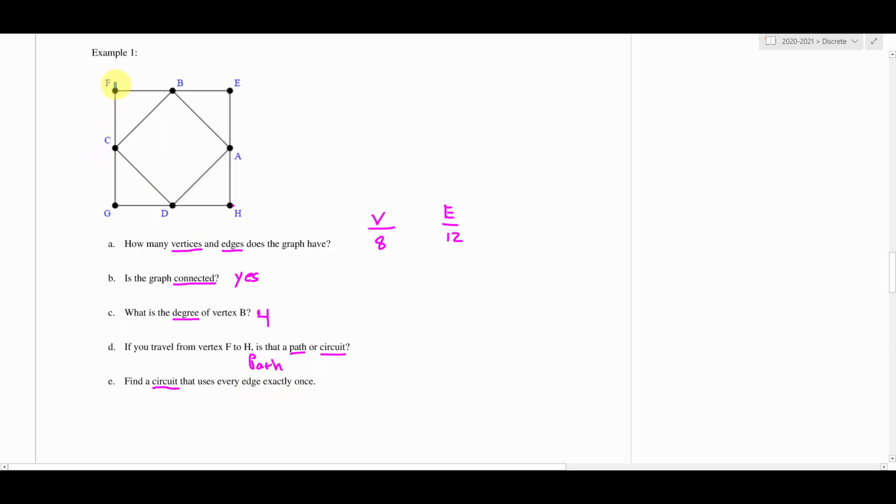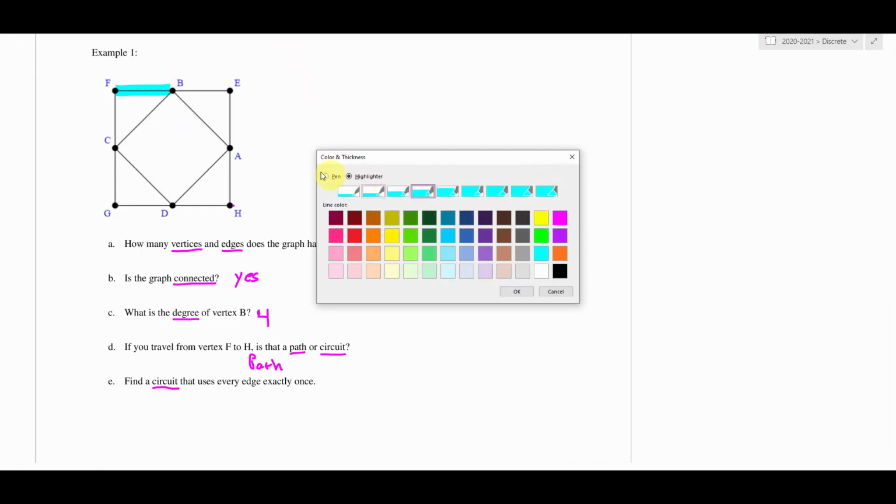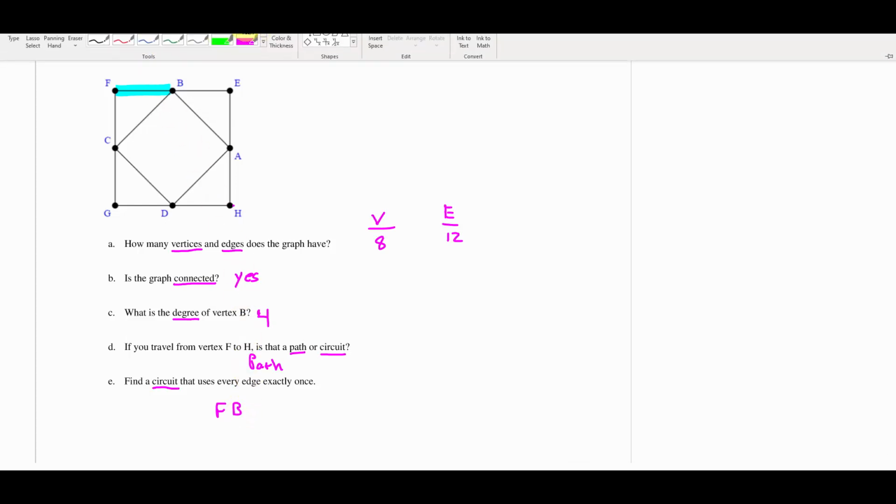All right, so I'm going to start my circuit at F here in the upper left-hand corner, and I'm just going to start my travel. So I'm going to go from F to B. All right, and as I start making my circuit here, I want to make sure that I write my circuit down. So I started at F, and I went to B. Okay, and go back to my highlighter, and then from B, I went to E.